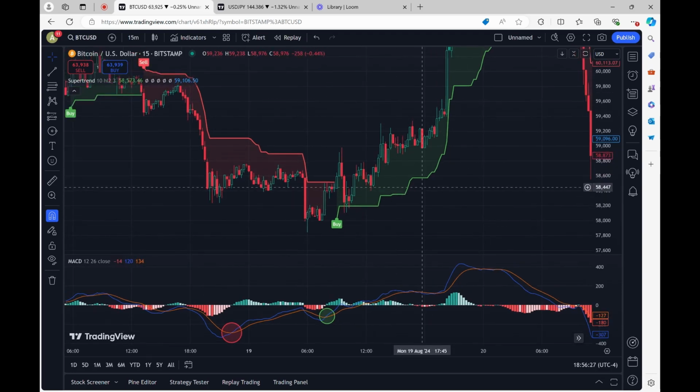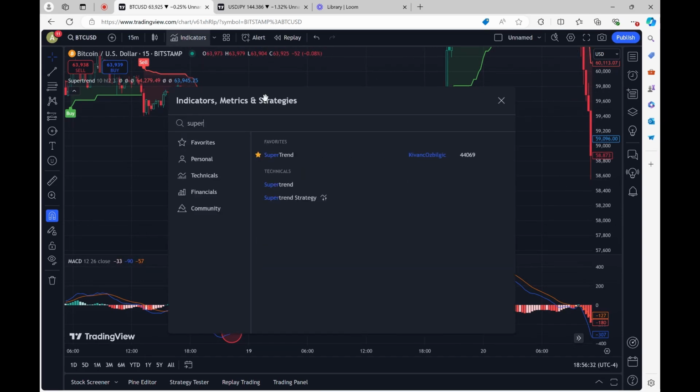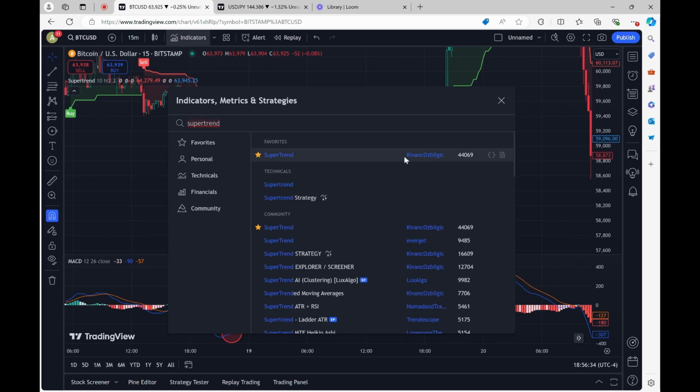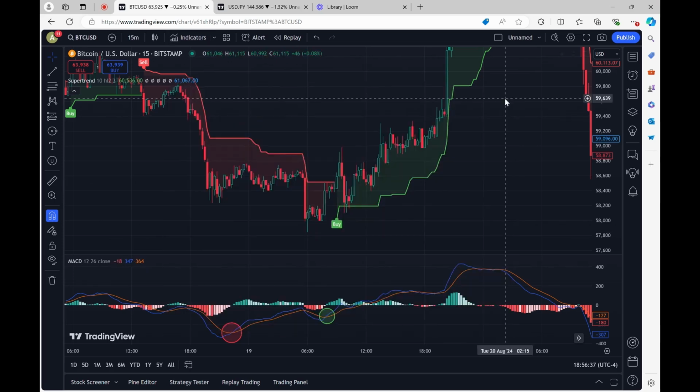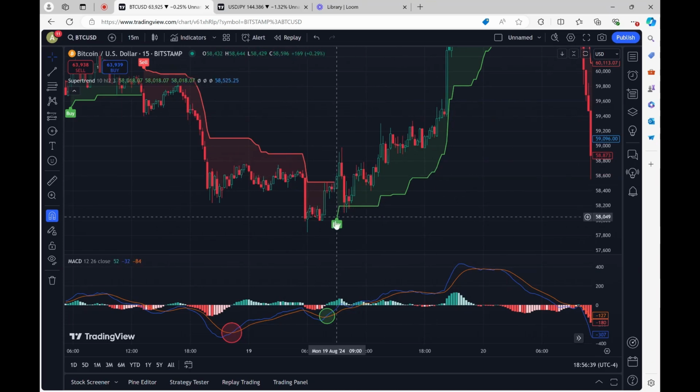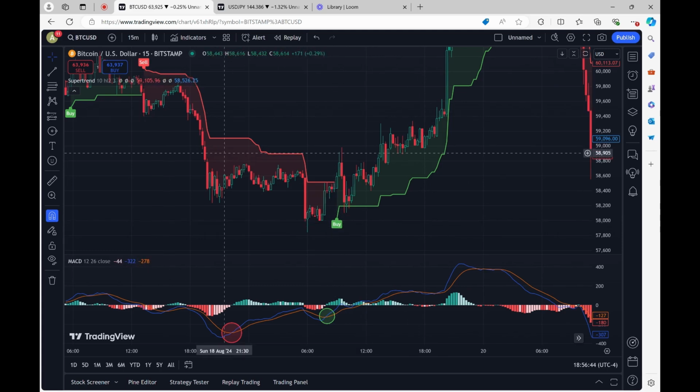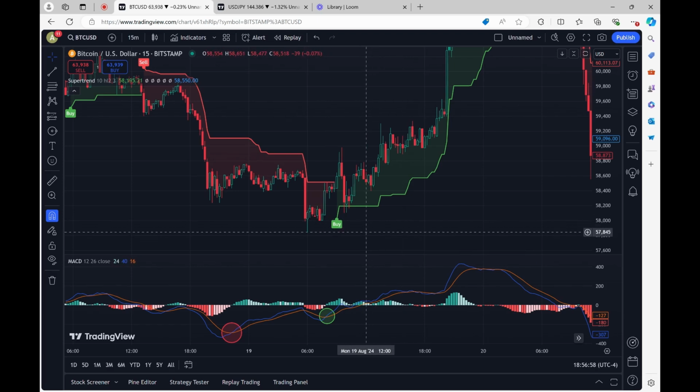So as I said, first one we're going to be looking at is called super trend. And how you're going to find this is you go to indicators, type in super trend, and it's this one right here by this Kivank whatever guy. So put it on your chart, and it looks like this. It's got these red and green areas with buy and sell signals. And really what this indicator does is really simple. It just gives pretty basic but pretty accurate, generally speaking, indications of when to buy or sell. And you can use this to confirm your trades when using another strategy.